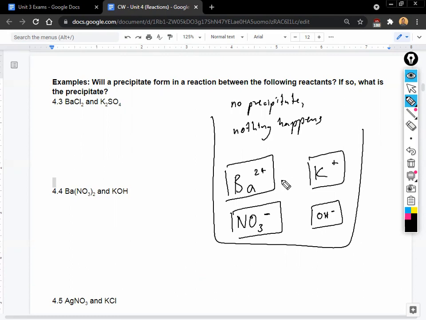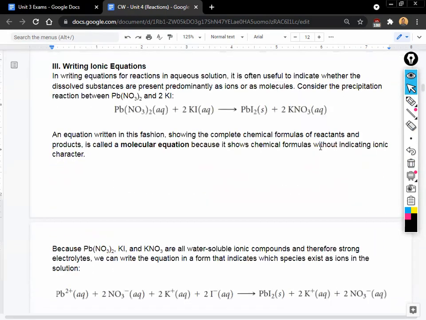But the point is, there was no chemistry. If you went in single, came out single, no chemistry, nothing happened. Same thing here. You go in aqueous, you come out aqueous, nothing happens. There's no chemistry. And so that's the problem with just writing these molecular equations.